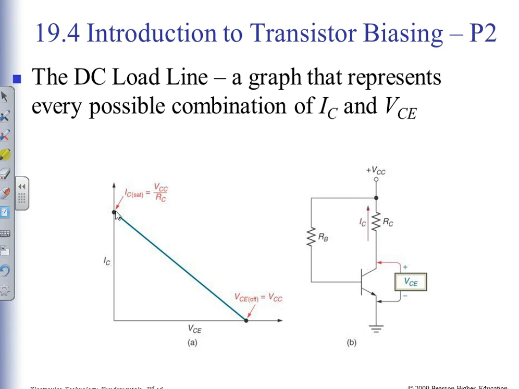The maximum saturation current we can have is VCC divided by RC. Can't get any bigger than that. Voltage at cutoff can't get any bigger than that either. That's when this guy's not going, and VCC is the voltage across the transistor when there's no current flowing. Our current is going the wrong way.